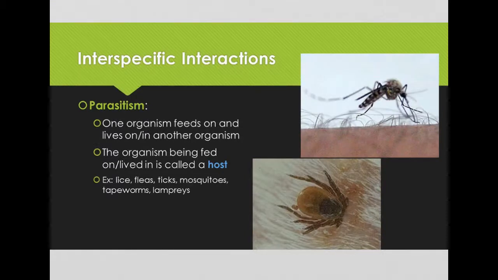Parasitism is when one organism feeds on and/or lives in another organism. The organism that's being fed on or lived in is frequently called a host. Examples of parasites are lice, fleas, ticks, mosquitoes, tapeworms, lampreys, etc.